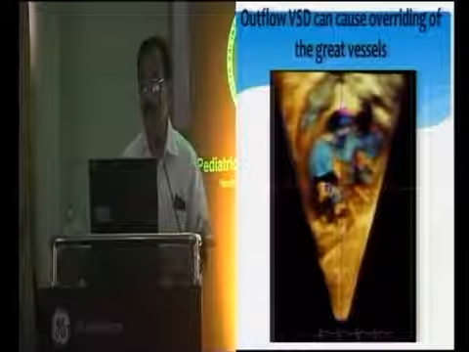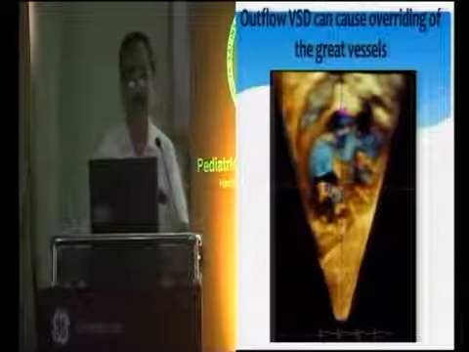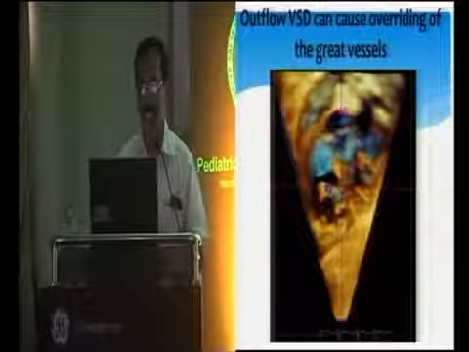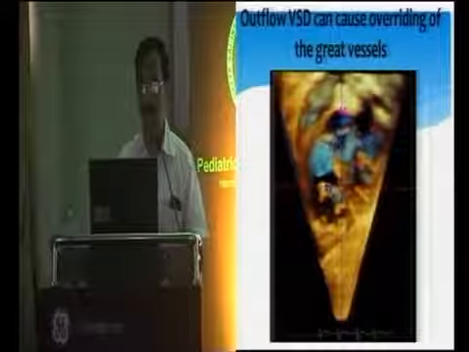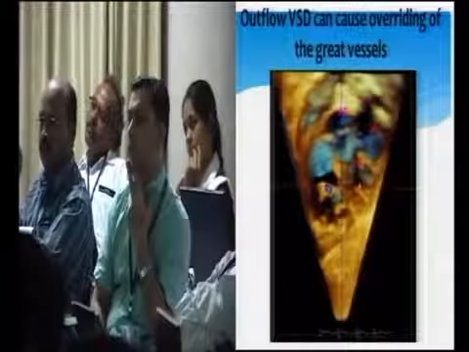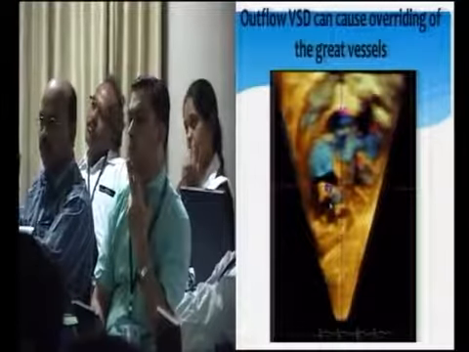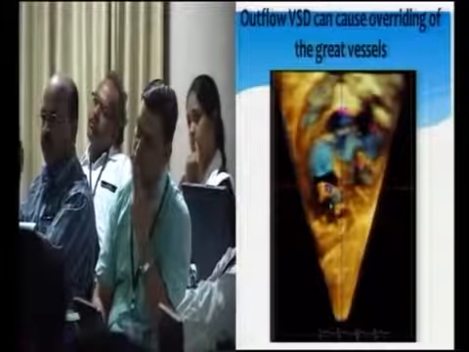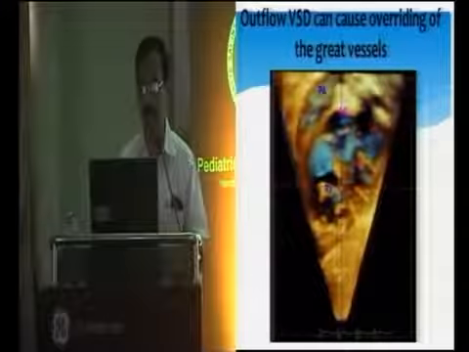And this is a beautiful three-dimensional picture of the overriding of the great vessels. Here you have an outflow VSD, as you can see. The aorta is overriding the VSD, so it is getting blood flow both from the left ventricle as well as the right ventricle. And why did it happen? It is essentially because of Fallot's tetralogy.